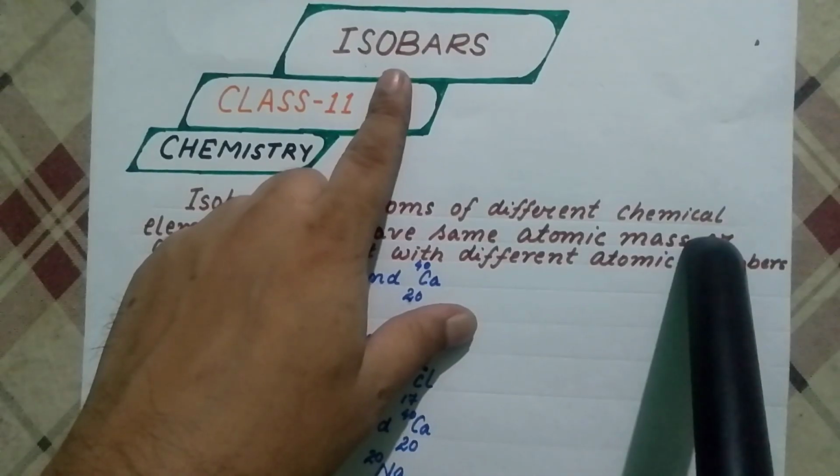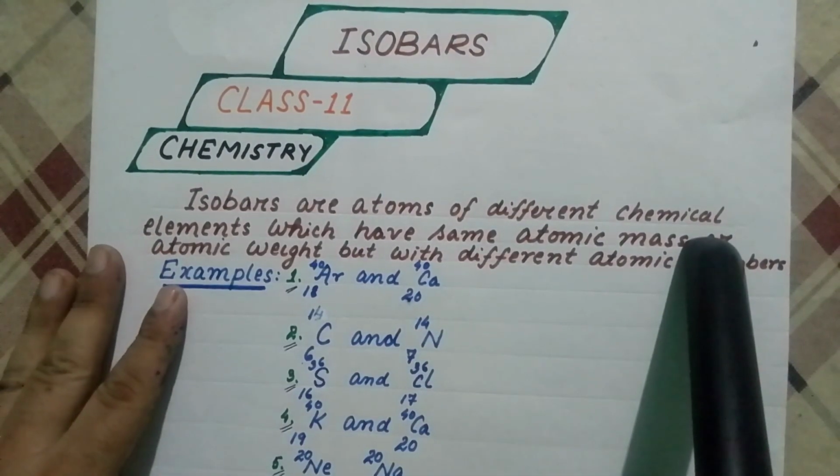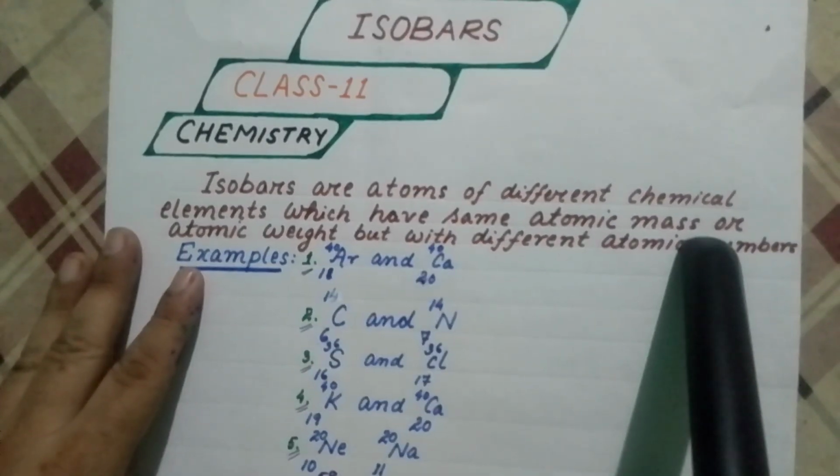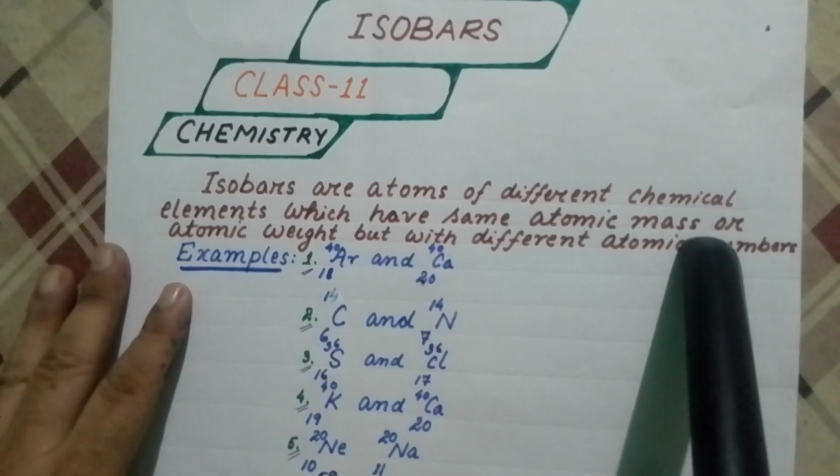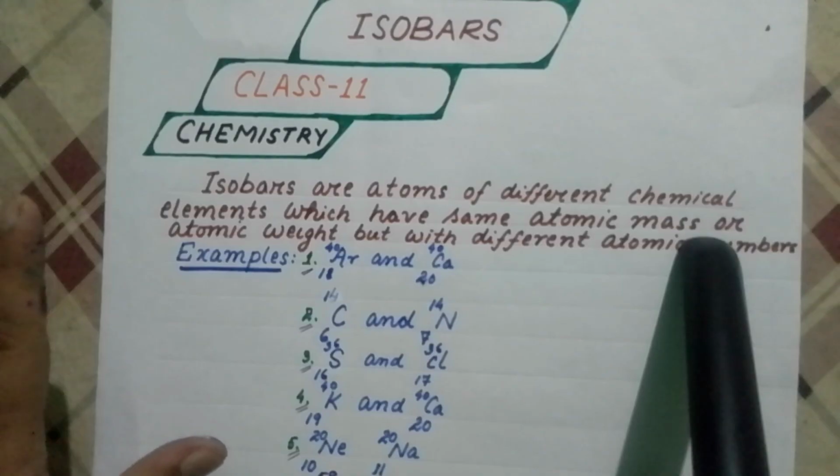Today we will study about the isobar. Isobars are nothing but two or three different elements having the same atomic mass or atomic weight but different atomic number. This is the perfect definition.